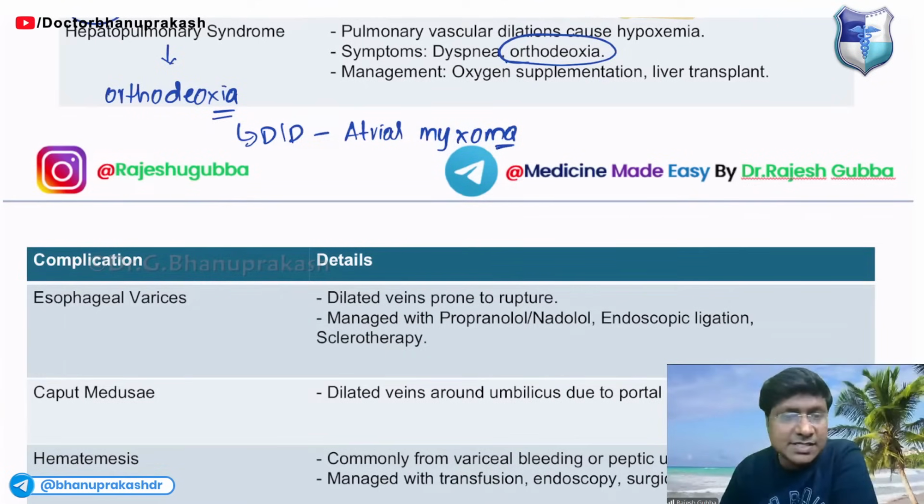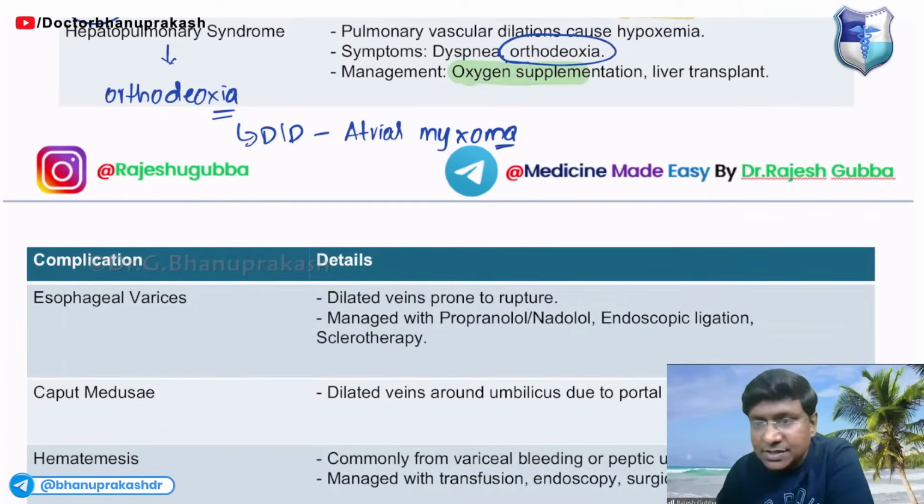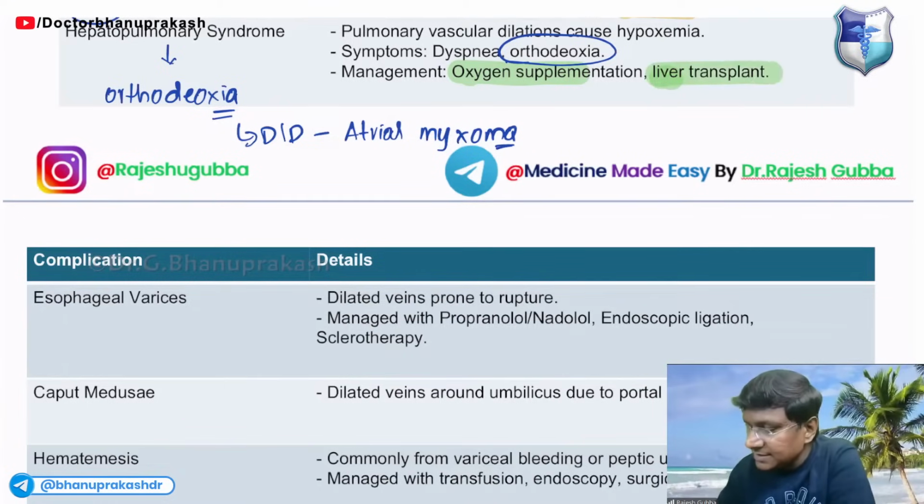All right. And what is the treatment that you will be giving in case of hepatopulmonary syndrome? The treatment is oxygen supplementation, and ultimately these patients will be requiring liver transplantation.